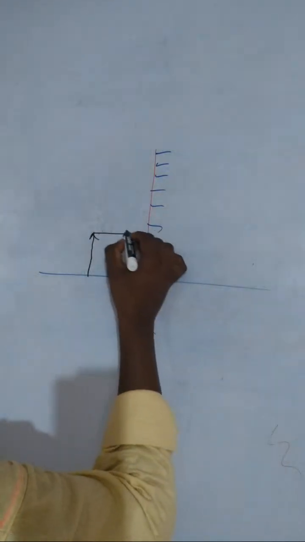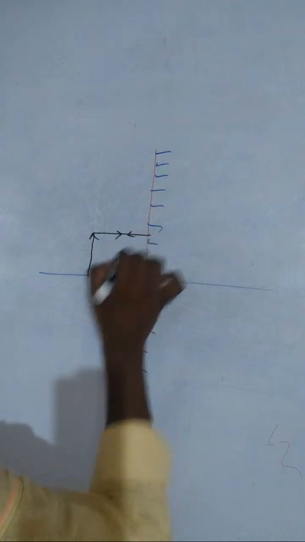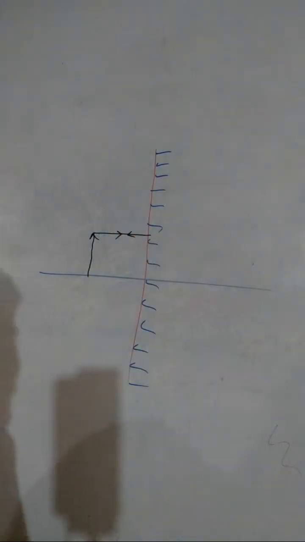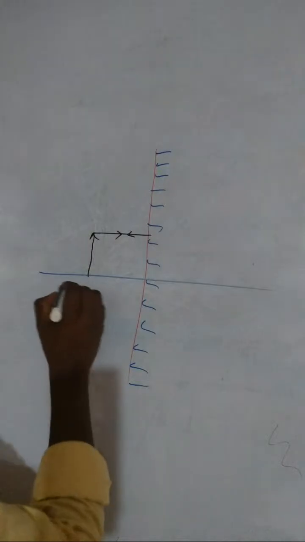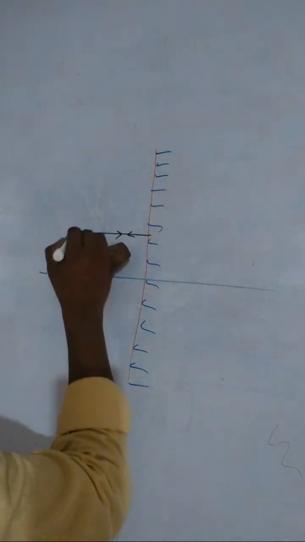How many light rays are required to form the image of the object? Minimum light rays. How many light rays are required to form the image of the object? Two light rays are required to form the image of the object. Yes. So now we can see. This is the object height I am taking, AB.